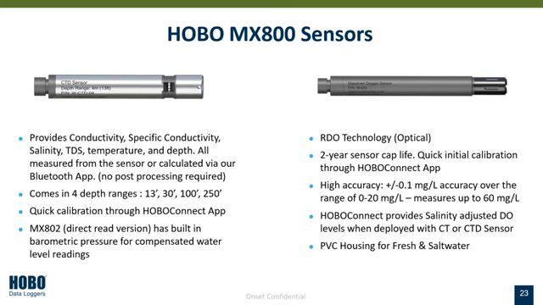And then the MX802 is what we call it. That's our direct read version. In the next slide, we'll give some illustration of that, but it's our direct read version, and that has built-in barometric pressure so that you can get those compensated water level readings.